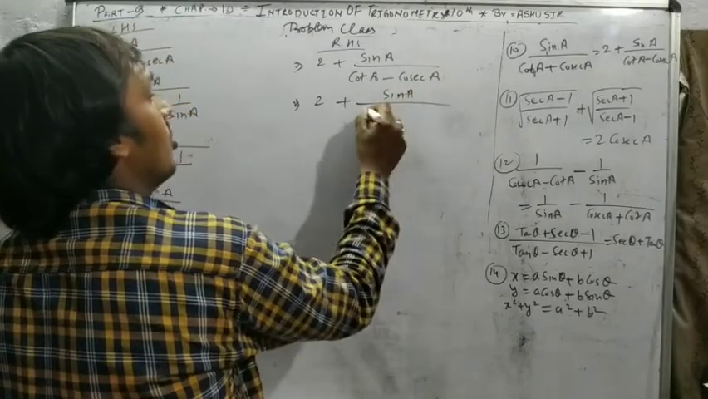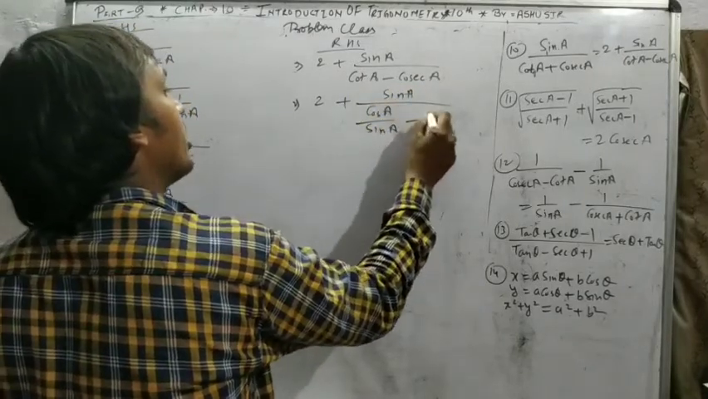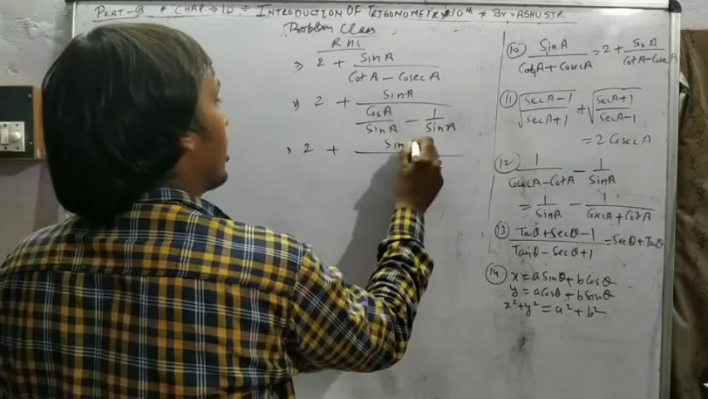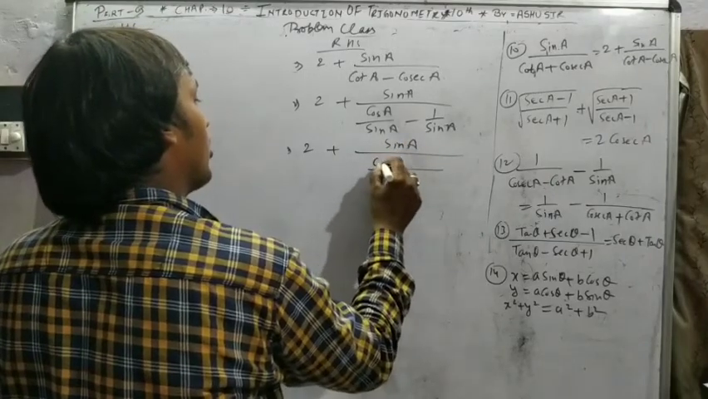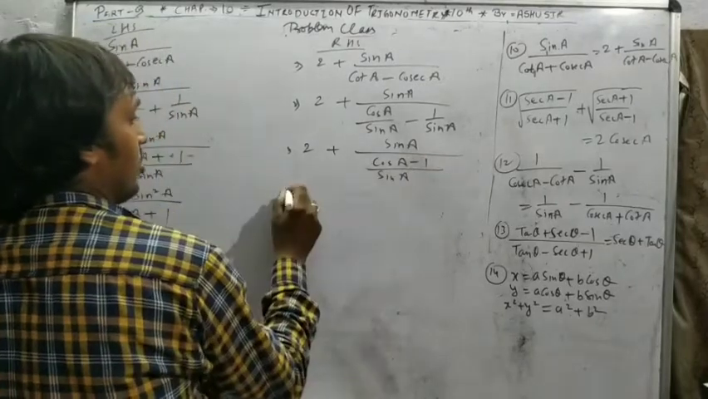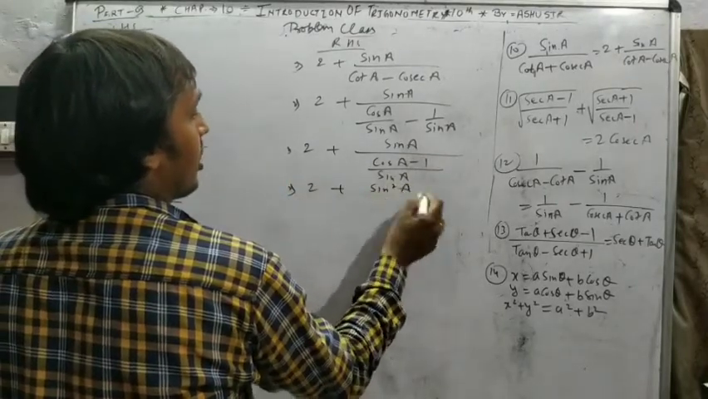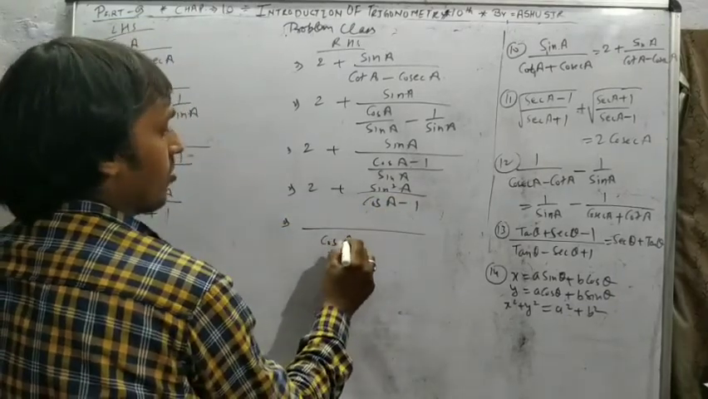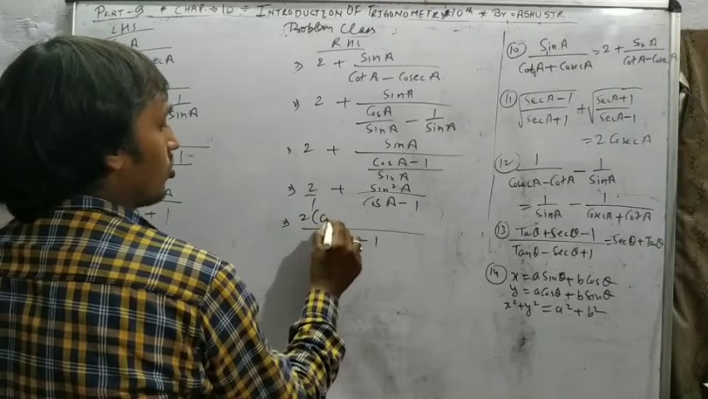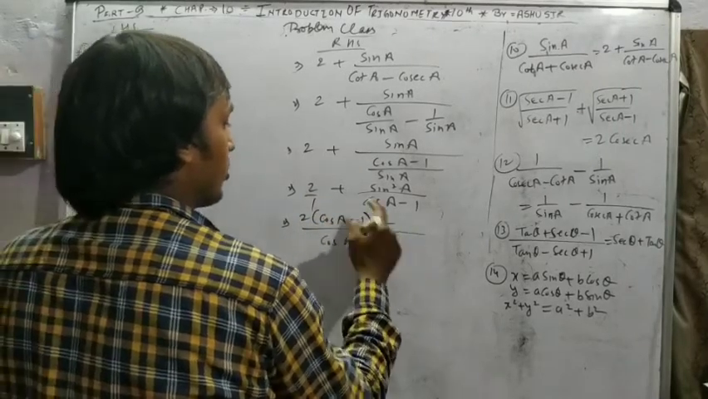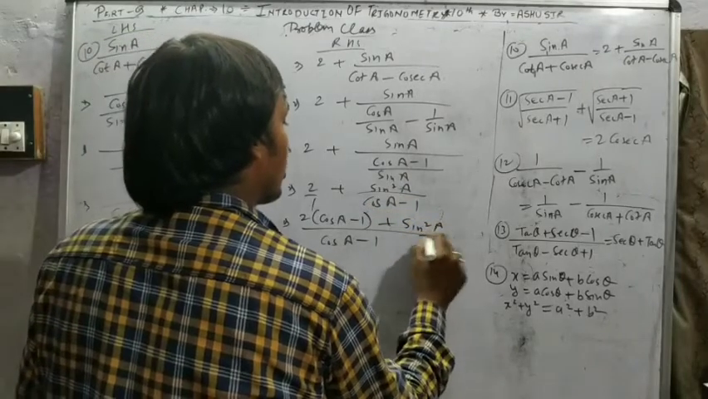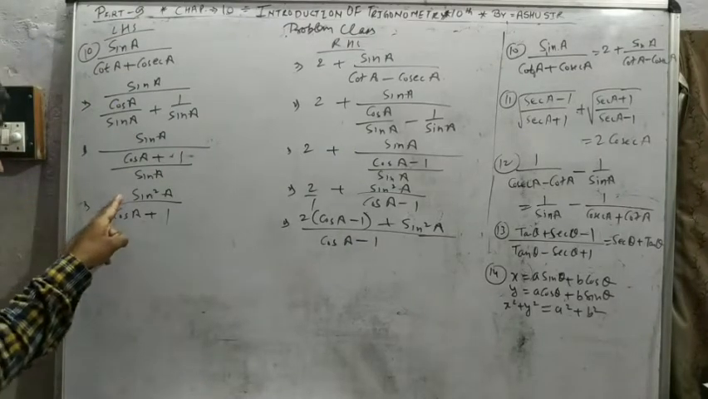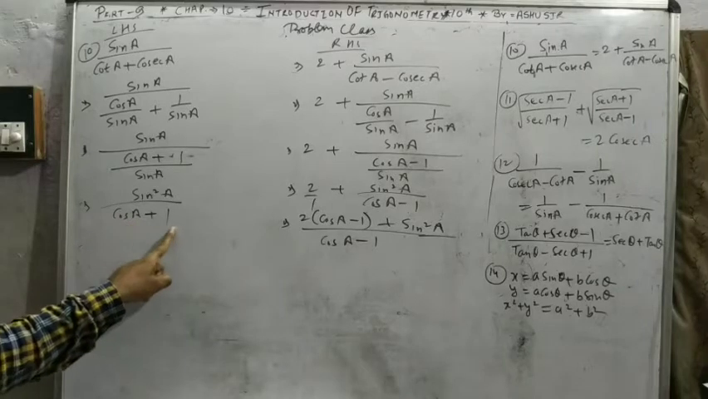Sin A, cos A upon sin A, 1 upon sin A, sin same, cos minus 1, sin square A upon cos A minus 1. Combine them. So 2 cos A minus 1 plus sin square A. And you want sin square A, and here cos A plus 1.